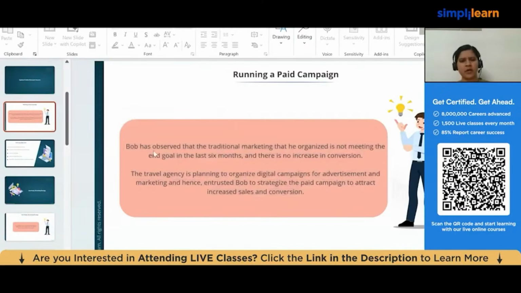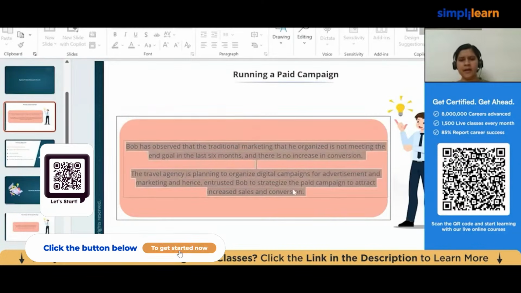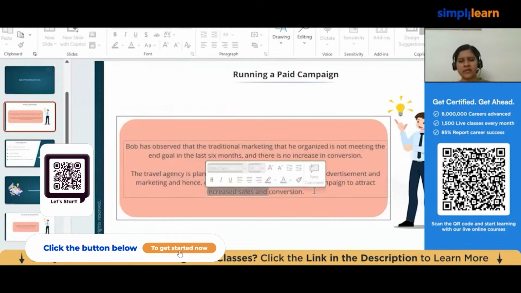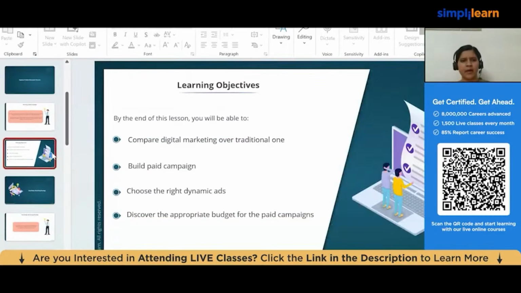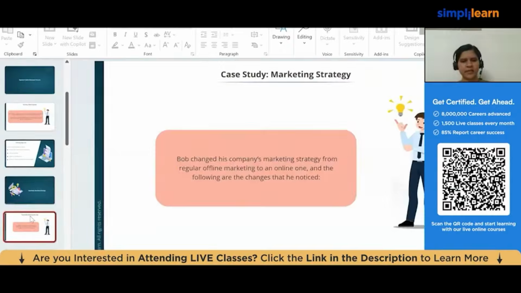Okay, so it's very obvious they're running traditional marketing. They want to switch to digital, and in digital also, they just want to focus on paid campaigns because their main focus is to increase their sales and conversion. Now within this capstone, these are some of the learning objectives that you will be coming across. Let's just get started. So here's your first case study.